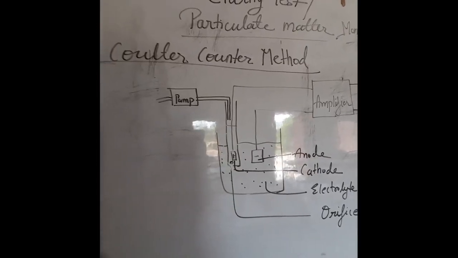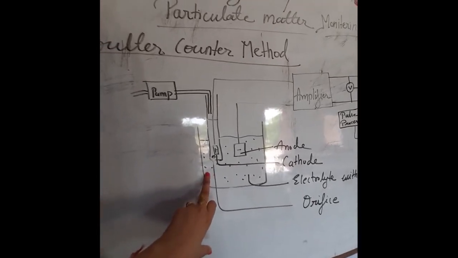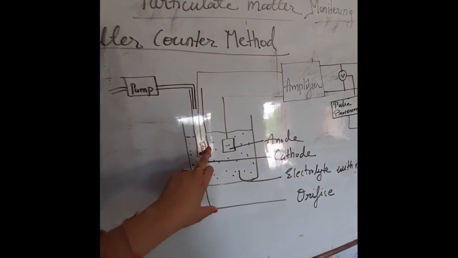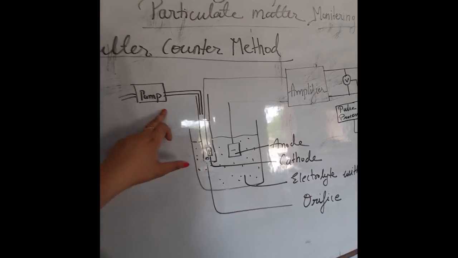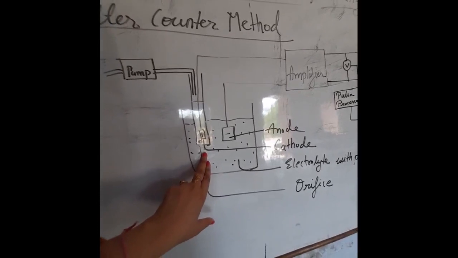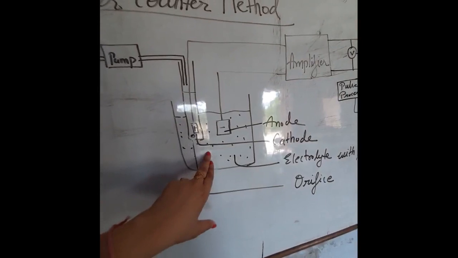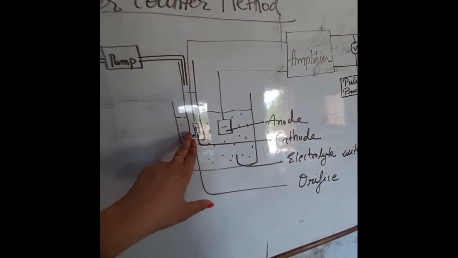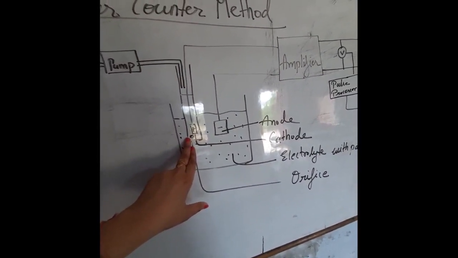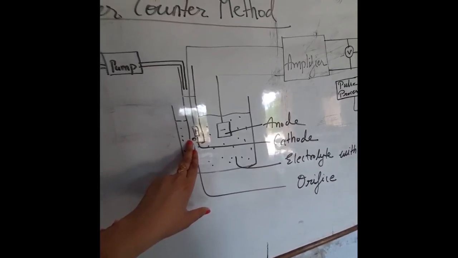Now we will see how counter method works. Here the sample solution with the help of electrolyte is kept in this outer container, and here in this tube electrolyte solution with the help of pump moves in this tube. When there is difference in the concentration, the electrolyte solution which is mixed with the particle starts to flow inside this tube with the help of a small orifice. But as particle passes through the orifice, it will displace its own volume of the electrolyte.